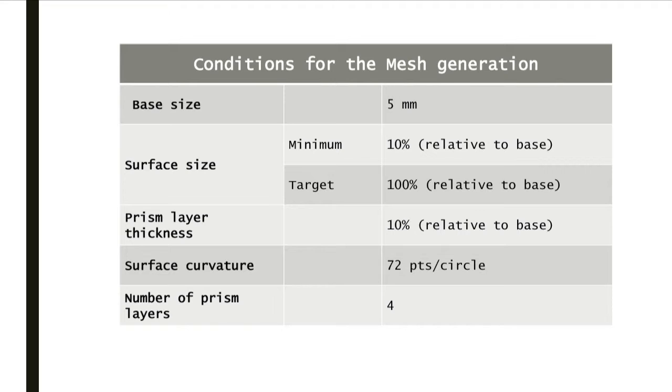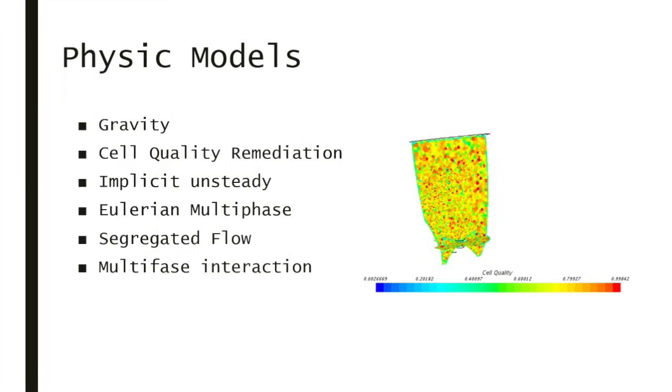First of all, a mesh was generated by the conditions specified in the following table. With these conditions, 212,000 cells were obtained for the mesh.